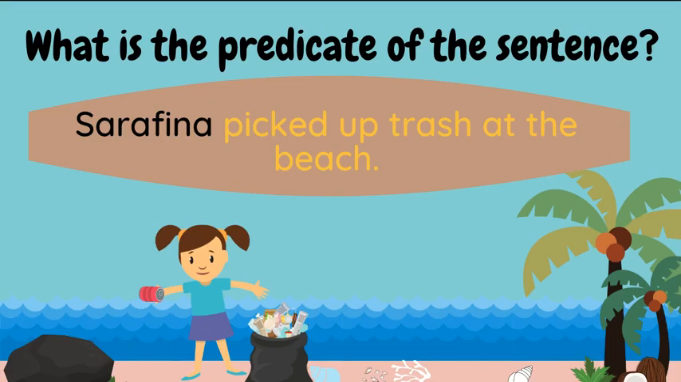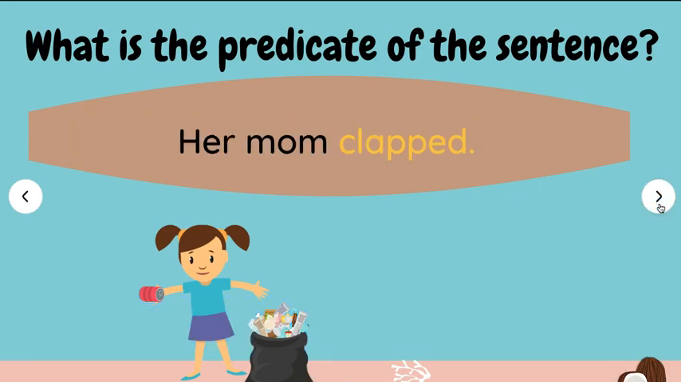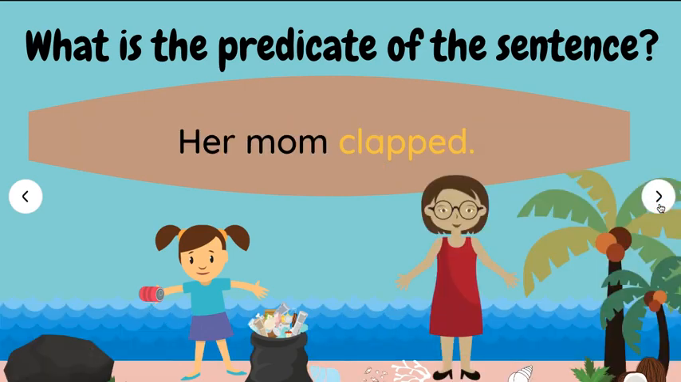Now, the predicate can be many words, but it can also be one word. Look at this example. Her mom clapped. Again, to find the predicate, we have to ask what the subject does. In this sentence, clapped is the predicate because that is what her mom did.